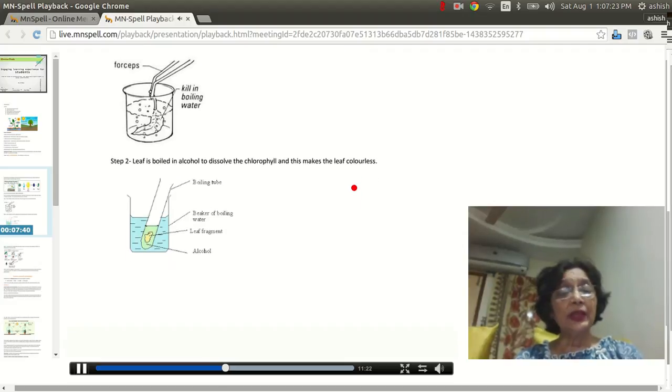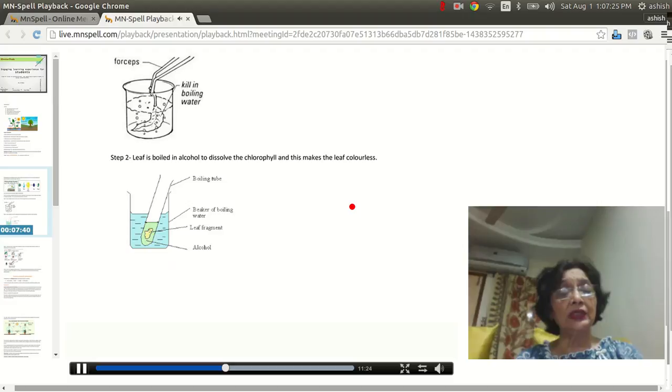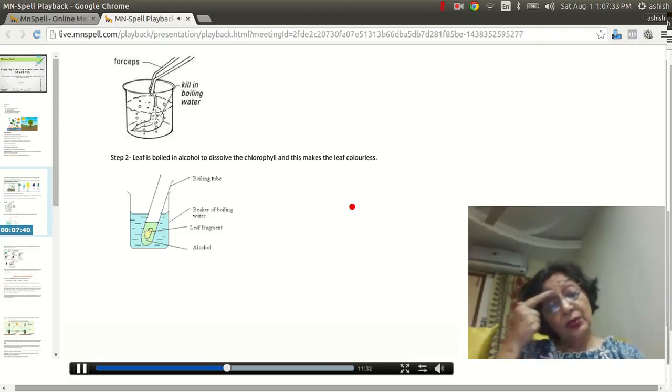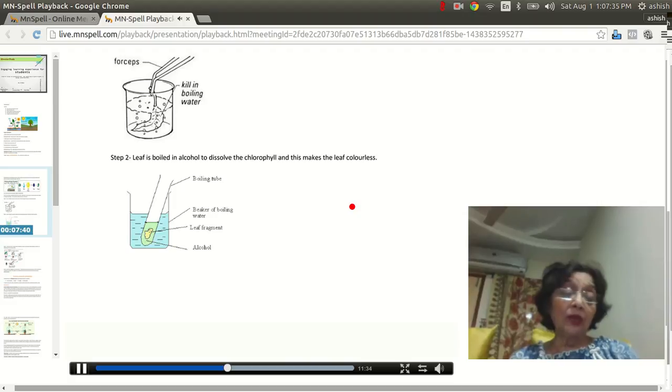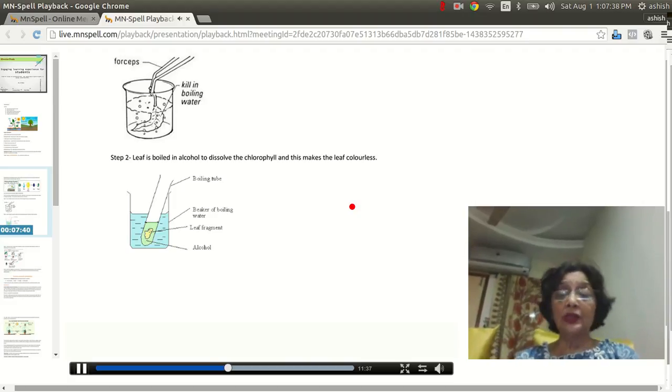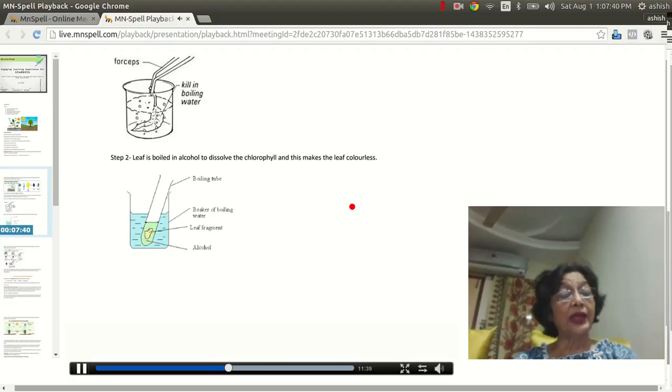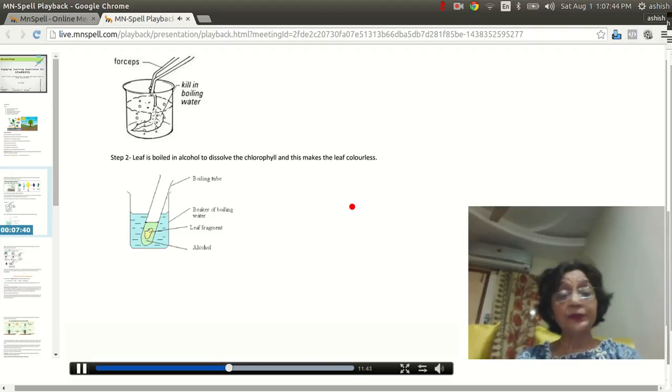Now you must be seeing in the diagram that alcohol is taken in a test tube, and then this test tube is kept in water, and it is the water which is boiled. Why such a long process? Why not directly boil the alcohol? You know that alcohol releases vapor, and that vapor catches fire very easily. So it will be a dangerous process.